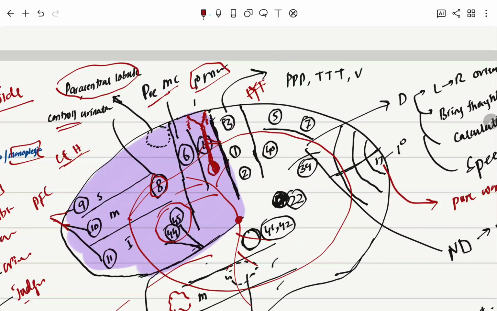So what if we... this is the primary somatosensory cortex.